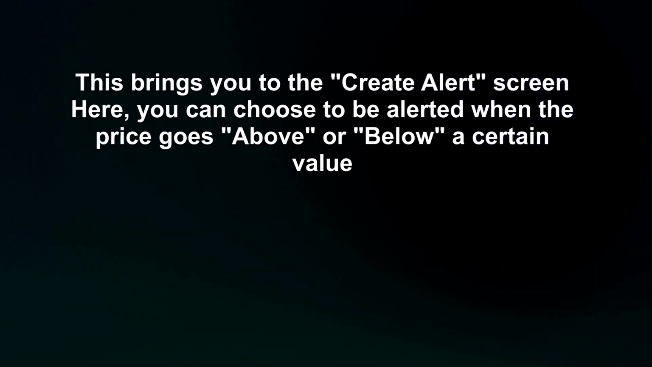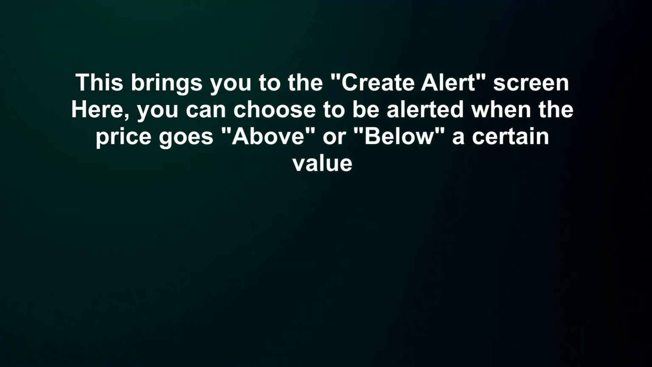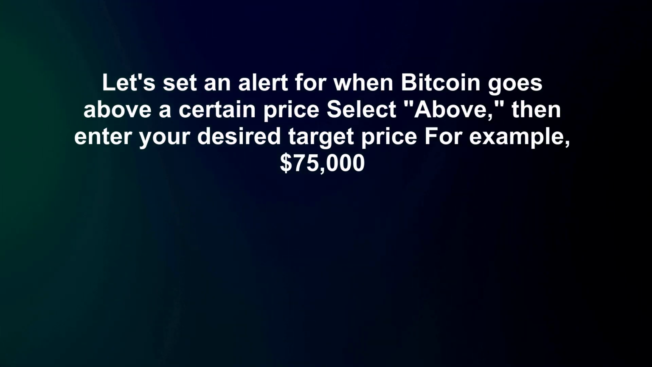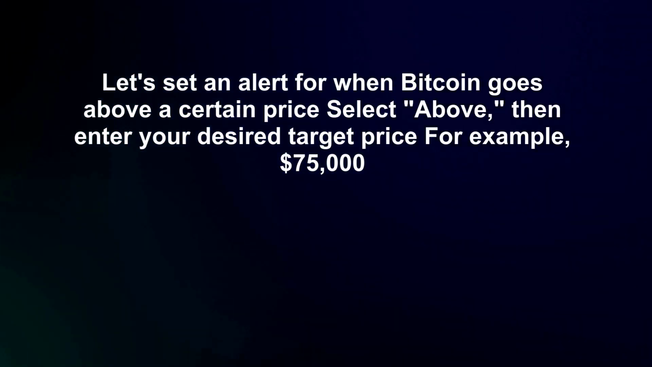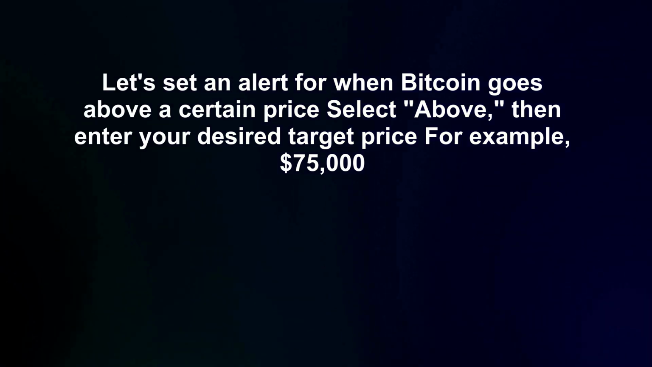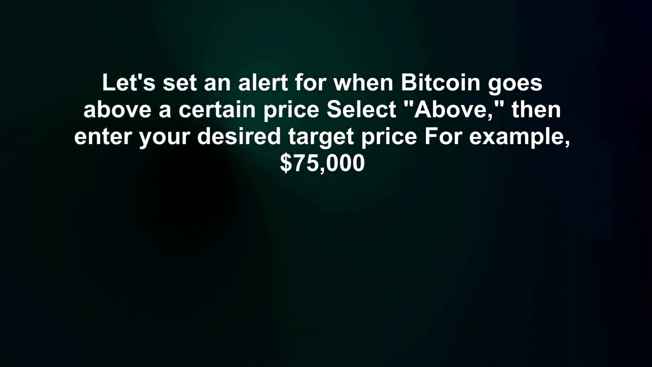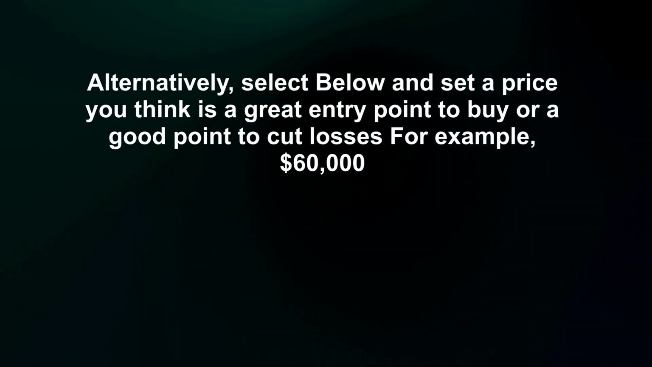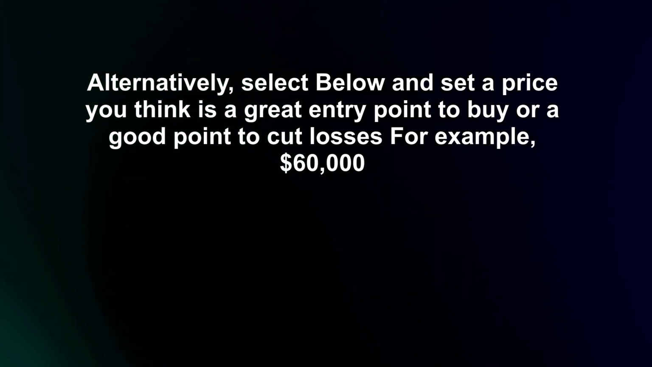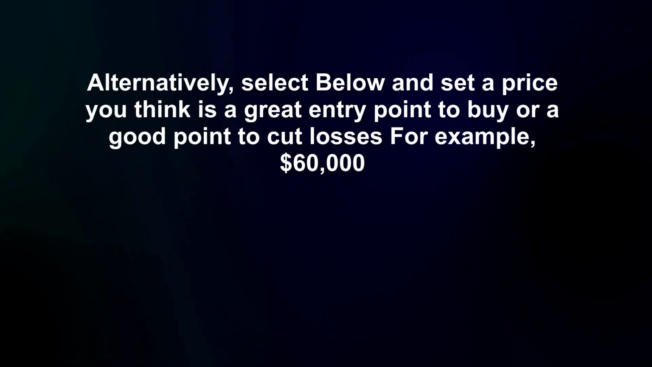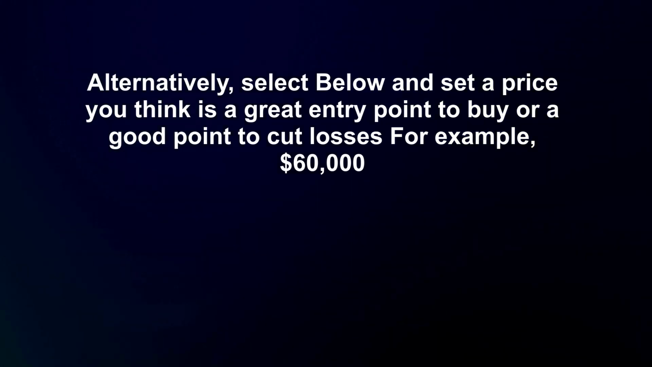Here, you can choose to be alerted when the price goes above or below a certain value. Let's set an alert for when Bitcoin goes above a certain price. Select above, then enter your desired target price, for example, $75,000. Alternatively, select below and set a price you think is a great entry point to buy or a good point to cut losses, for example, $60,000.